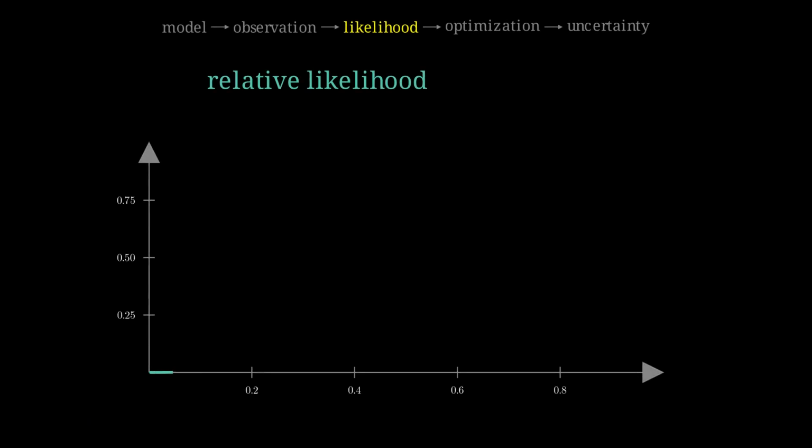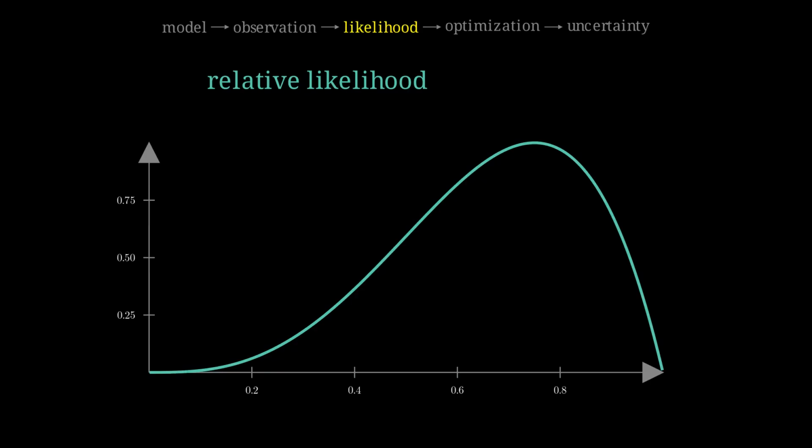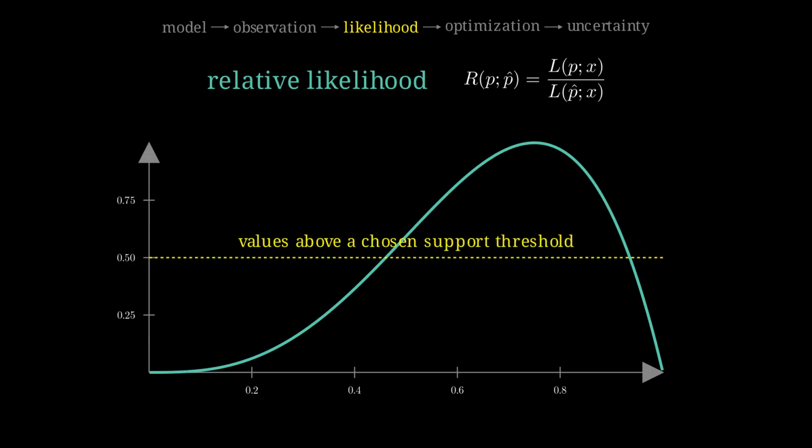A likelihoodist keeps the whole curve and reads relative height. The relative likelihood formula divides each height by the maximum, so the peak becomes 1 without changing any comparison. A horizontal line can mark values with substantial support relative to the best fit. That support region describes this observed curve. It is not a probability distribution over the parameter.